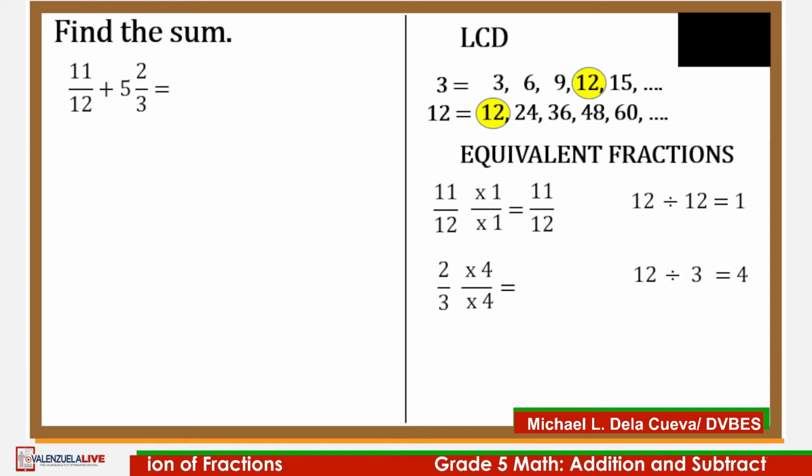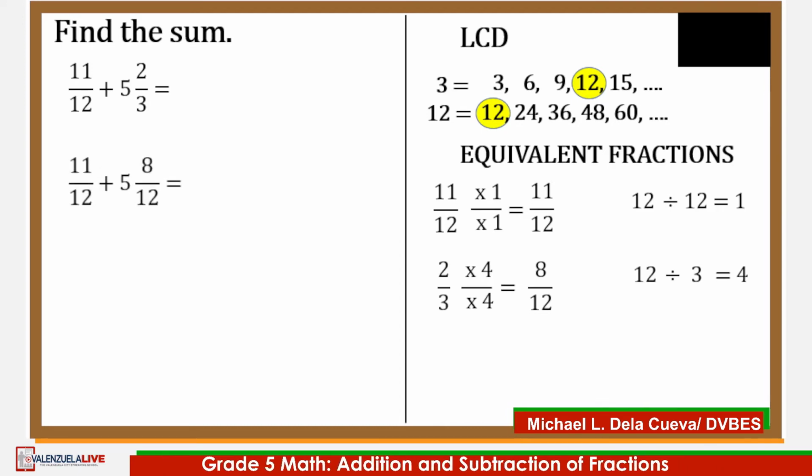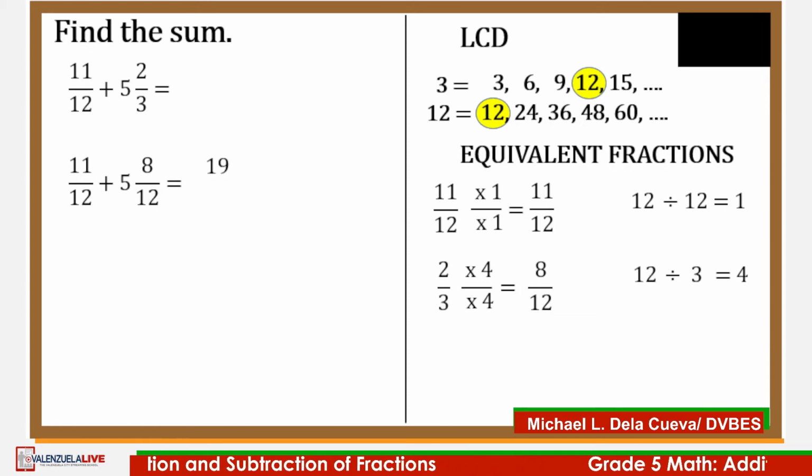2 times 4, we got 8. And 3 times 4 is equal to 12. We have 8/12. So from 11/12 plus 5 and 2/3, we have 11/12 plus 5 and 8/12. Let us add the numerators. 11 plus 8 is equal to 19. And then copy the common denominator, which is 12.